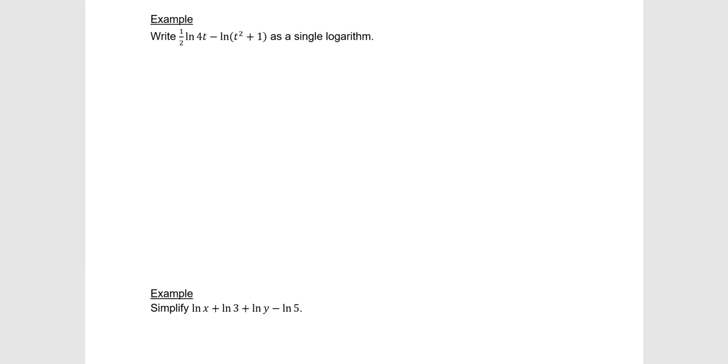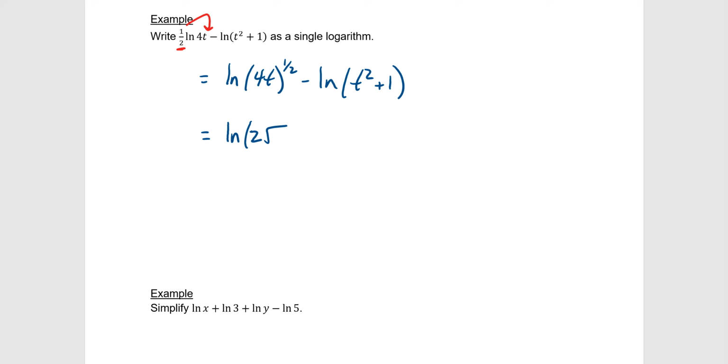Next one, we want to write 1/2 ln of 4t minus ln of t squared plus 1 as a single log. So same idea as before. We need to get rid of that 1/2 by putting it in the exponent of 4t. So that's going to be ln of 4t to the 1/2 minus ln of t squared plus 1. And what we can do here is rewrite that first term. 4 to the 1/2 is the square root of 4, which is 2. And then the square root of t is just the square root of t. So 4 to the 1/2 is 2, t to the 1/2 is the square root.